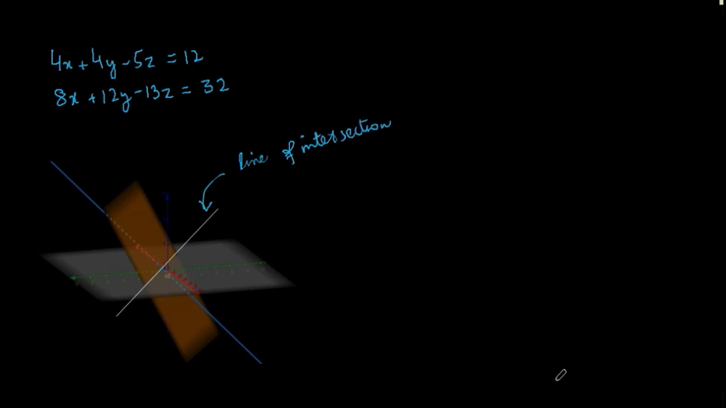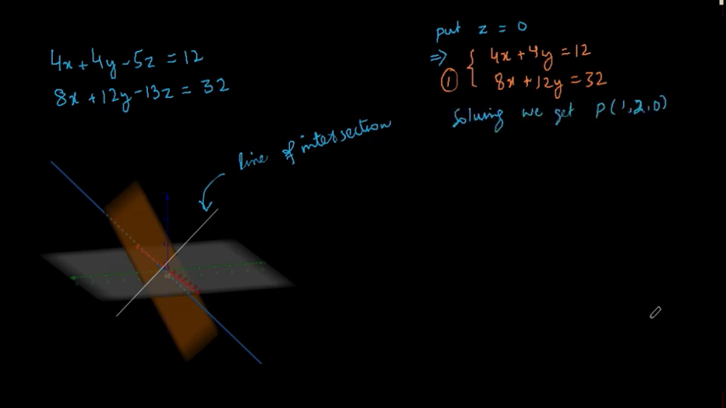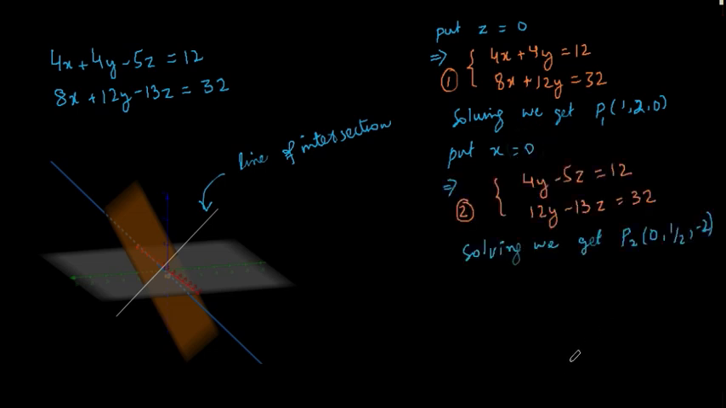The first point can be obtained by substituting z equals 0. We will get a system of linear equations in two unknowns x and y. Suppose that is system 1. Solving, we will get the coordinates of the first point, say P1, as 1, 2 and 0. Similarly, the second point can be obtained by substituting x equals 0. So we will have a system of equations, defined as system 2. Now solving, we will get the point P2 defined by the coordinates 0, 1 upon 2 and minus 2.